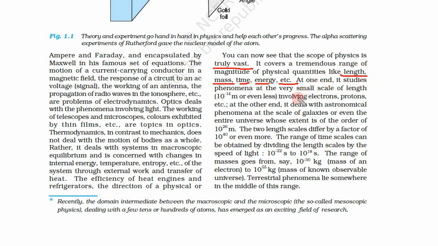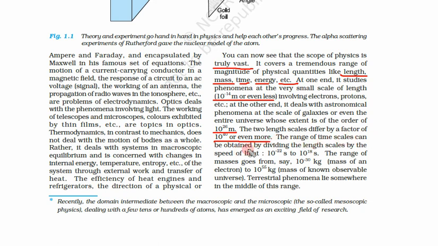At one end, it studies the phenomena at very small length scale, 10 to the power minus 14 meter or even less. That means at the nuclear level involving electron, protons, etc. At the other hand, it deals with astronomical phenomena such as the scale of the galaxies or even the entire universe, whose extent is of order of 10 to the power 26. So length scale is quite wide, from 10 to the power minus 14 meter to 10 to the power 26 meter. The two length scales differ by a factor of 10 to the power 40 or even more.